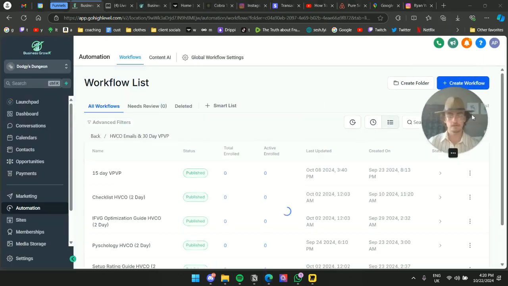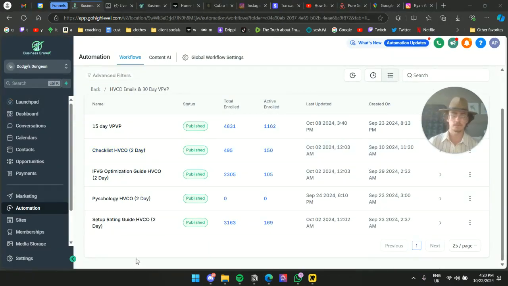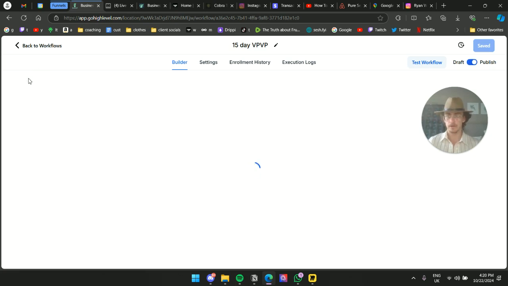And it's basically the same for all of these HVCO journeys. So it's just a few, like 2 or 3 emails that are customized to the context of the lead magnet they just claimed. And then all of these connect into this 15-day value pitch sequence, which is more broad context, okay? It's not really custom to the lead magnet they claimed. It's just broader, like here's some free value and then start a free trial. That's what VPVP means.